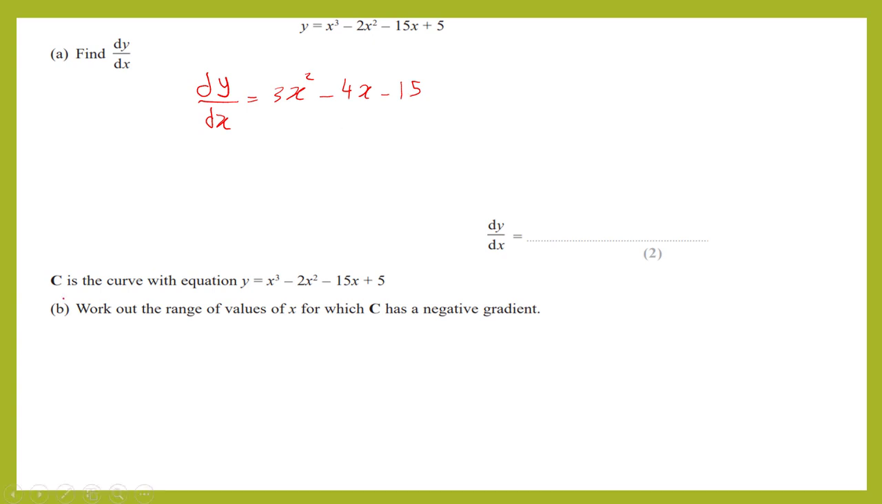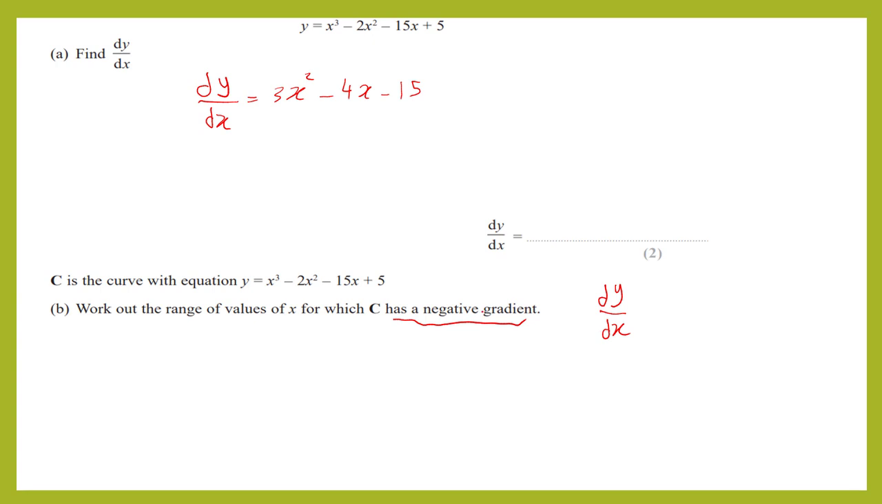Then it says C is the curve with equation y equals x cubic minus 2x squared minus 15x plus 5. Work out the range of values for x, which C has a negative gradient. So here we have the gradient, which is already dy by dx.